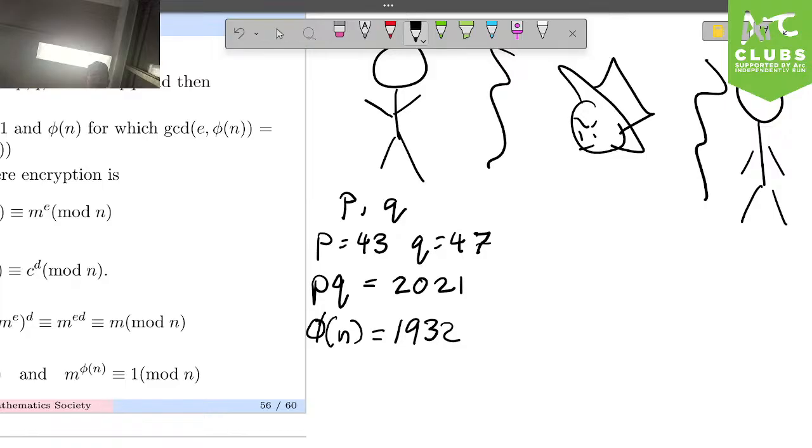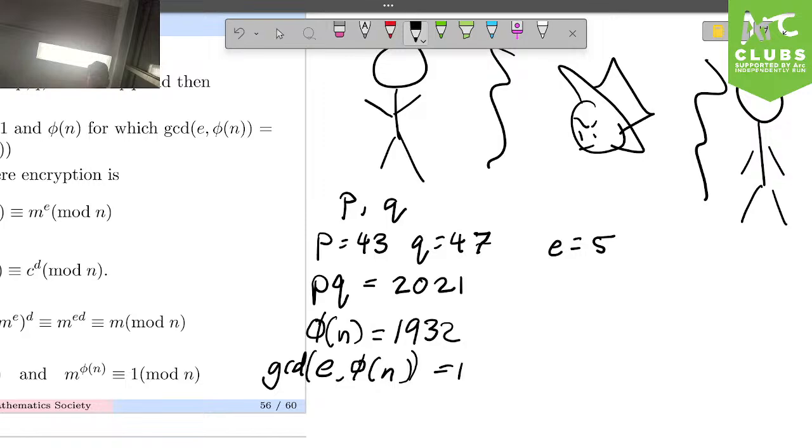The next thing that we do is choose an encryption key. My encryption key E has to be coprime to phi of n. Their GCD has to be equal to 1. So I'm going to pick E equal to 5. The reason I choose E equals 5 is because it's nice and small, and I can see that 1932 is certainly not a multiple of 5.